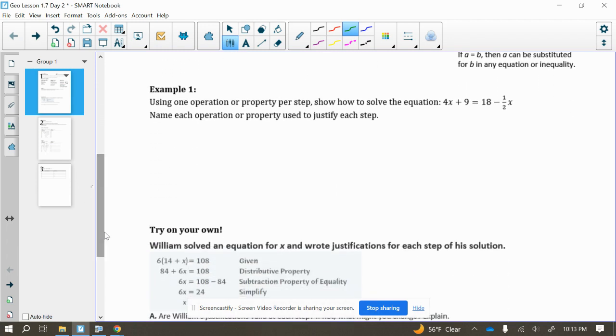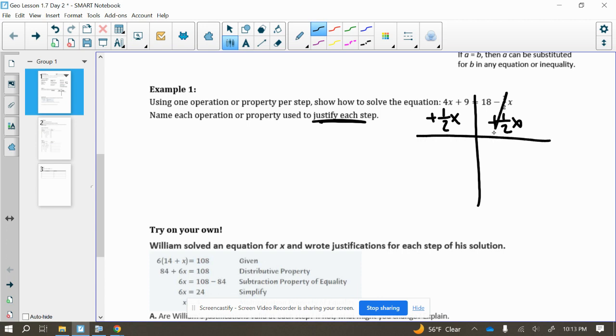Now, in example 1, we go back to what we've been doing this semester in solving our equation. This time, though, they're asking us to actually justify each step. So oftentimes we like to start by either adding or subtracting the smaller x value to each side if necessary. So in this case, we can add, okay, so addition property, to both sides the 1/2. So we get 4 halves or 4.5 x's plus 9 equals 18.